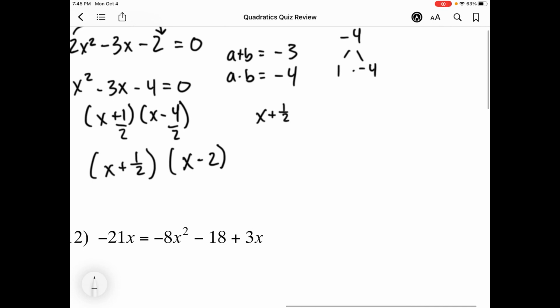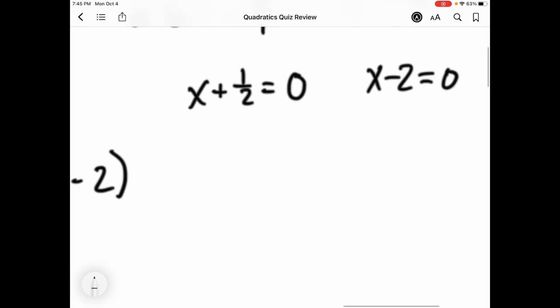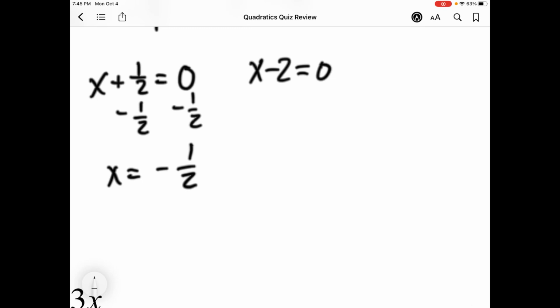X plus 1/2 equals 0. And x minus 2 equals 0. So for the first one over here, I'm going to subtract 1/2 from both sides. I get x equals negative 1/2. And then on the other one, I'm going to add 2 to both sides. And I get x equals 2.